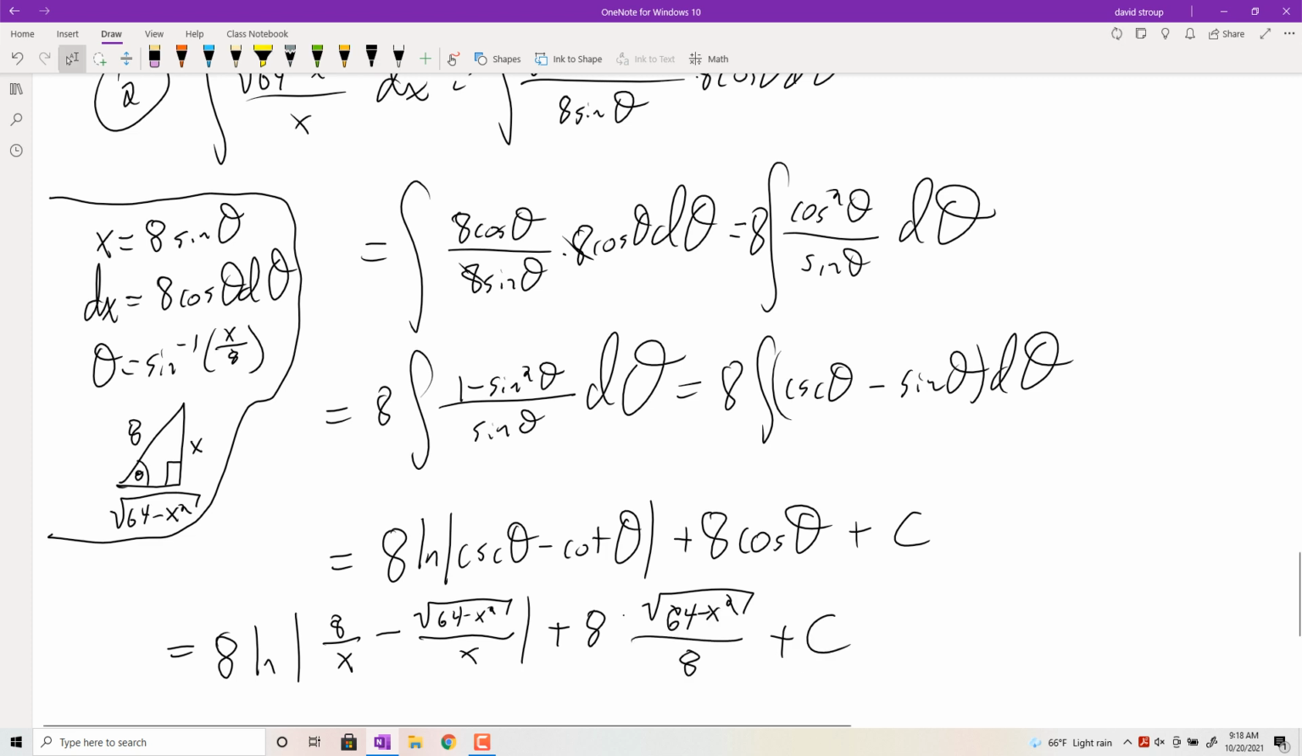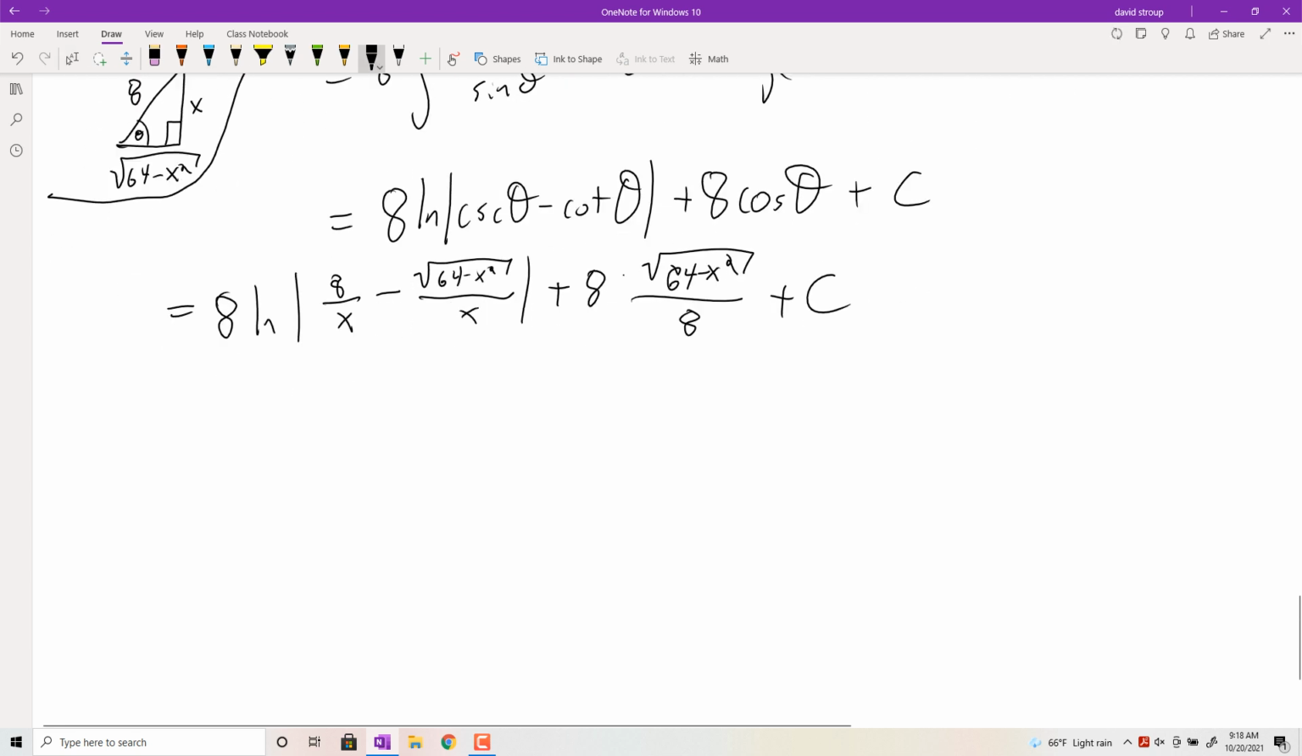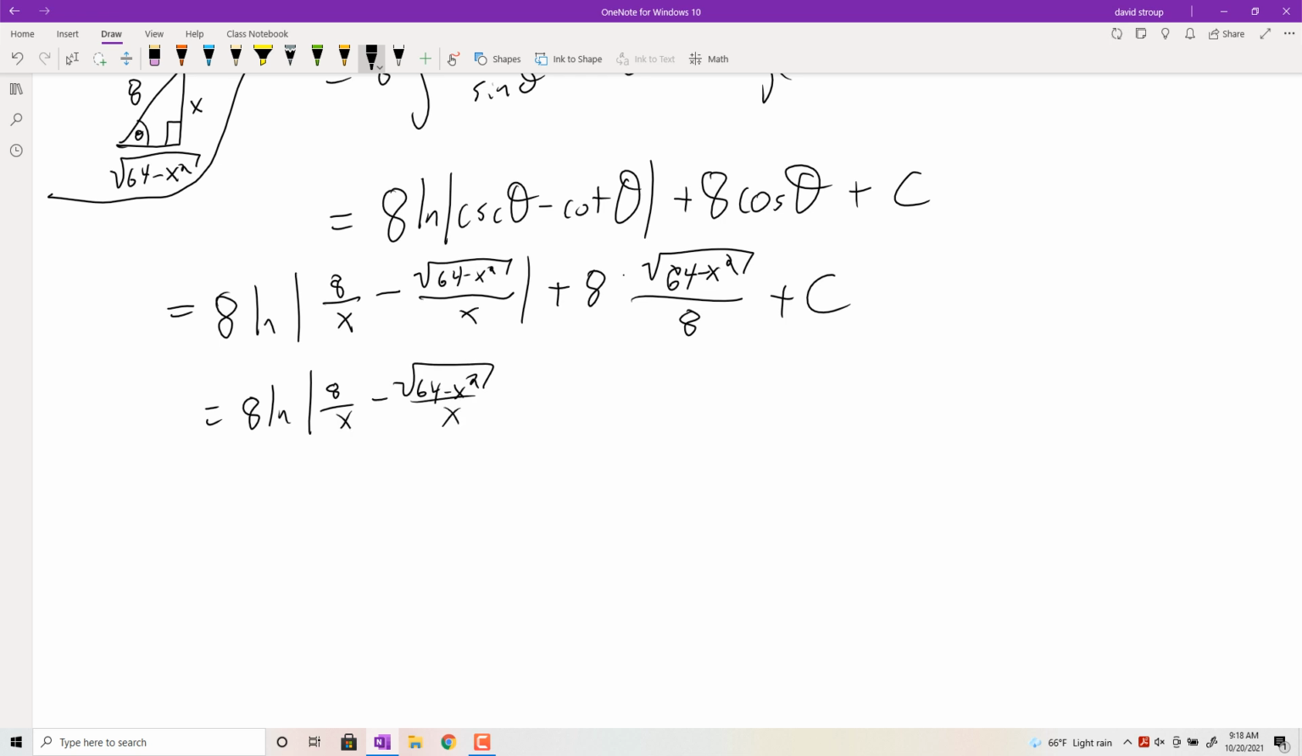Let's see, and then you could simplify a little bit if you want to. 8 ln absolute value 8 over x minus the square root of 64 minus x squared over x plus square root 64 minus x squared plus c. Okay. Let's look at another one.